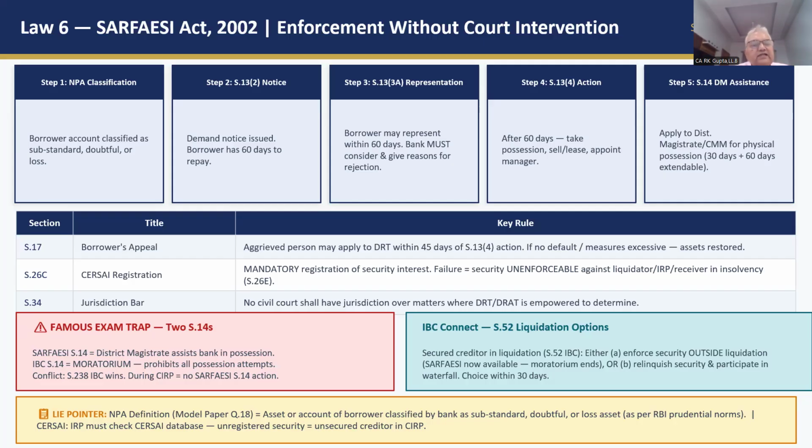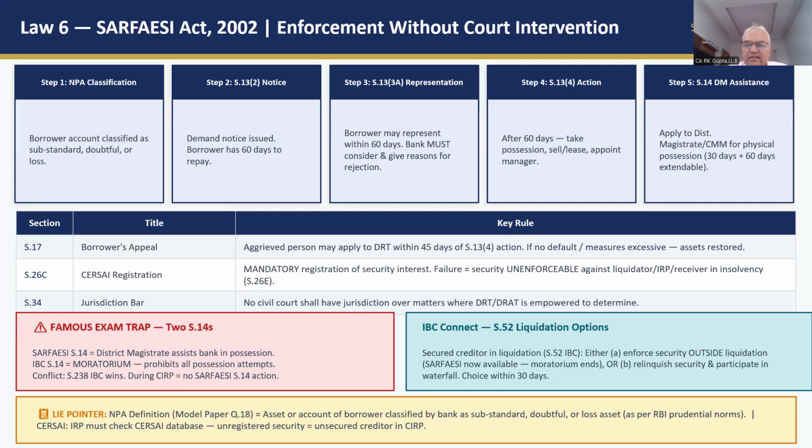So once the account is classified as NPA, then step 2 is you issue a Section 13(2) notice of the SURFACE Act. It is a demand notice which says that the borrower has 60 days to repay the loan, failing which coercive action can be taken against the borrower by repossession of the assets which already stand mortgaged to the bankers. So step 3 is Section 13(3)(a), which gives the right of representation to the borrower. So the borrower may represent within 60 days and the bank must consider and give reasons for rejection of the representation by the borrower.